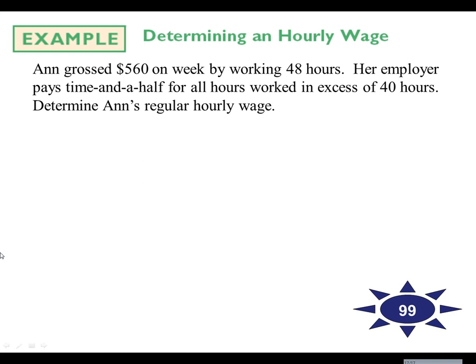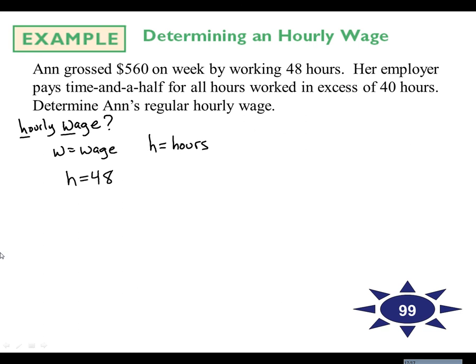So, what are we solving for? We're solving for the wage that's hourly. So let's give ourselves some variables. How about W is wage? And how about H is hours, right? Hourly wage, we need two variables there. All right, so we know that $560 a week for 48 hours. So we know that her hours were 48.